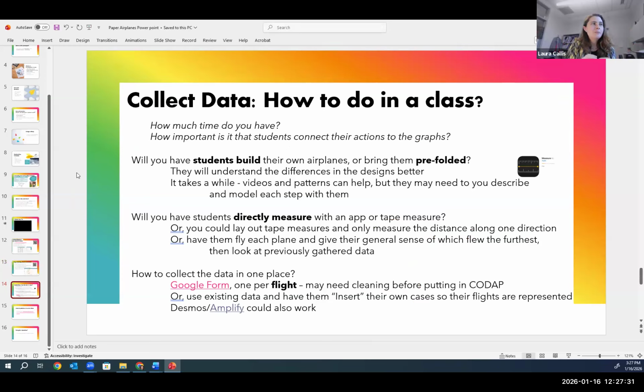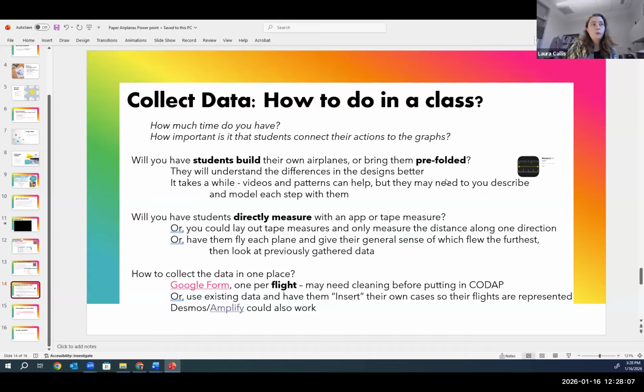It depends on how much time you have, but how important is it that students connect the actions to their graph? Sometimes when you're first doing a box and whisker plot and students don't really know what they're looking at, or even if you're just doing a dot plot to start, you really need them to understand that one row, one plane, is one dot, in order to interpret the data. But at other times you've been doing data analysis for so long that they already know what the unit of analysis is going to be. So that depends. You need them to actually physically do the action and connect it to the graph.